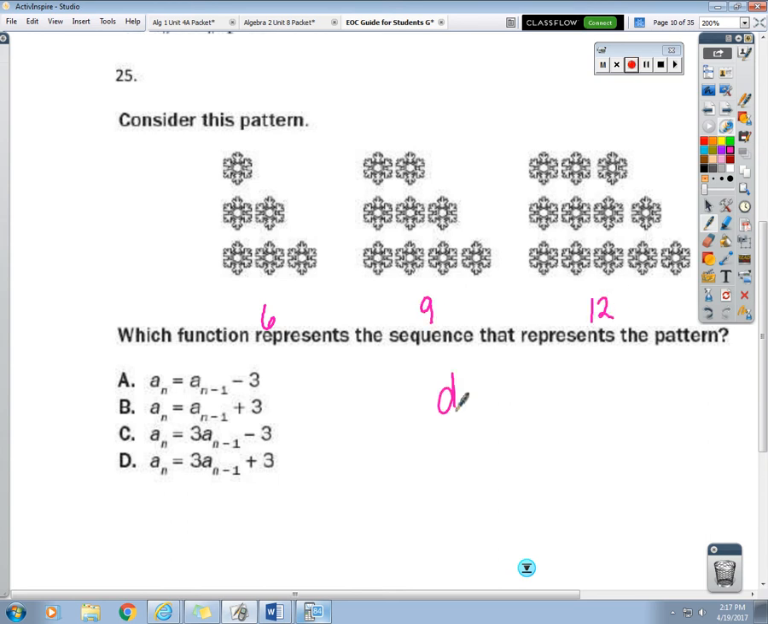So what's the common difference? A positive 3. Well, A is obviously wrong because it's minus 3, and so is C. So is it B or D? Are they multiplying by 3 and adding 3? No, just adding 3. Okay, next page.